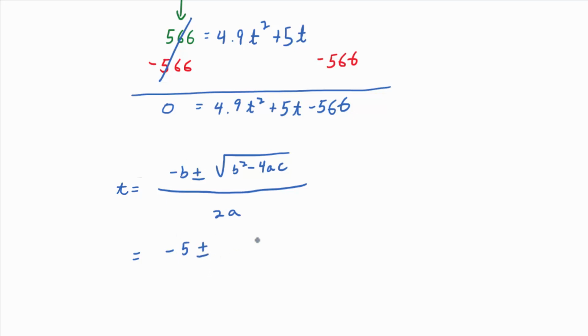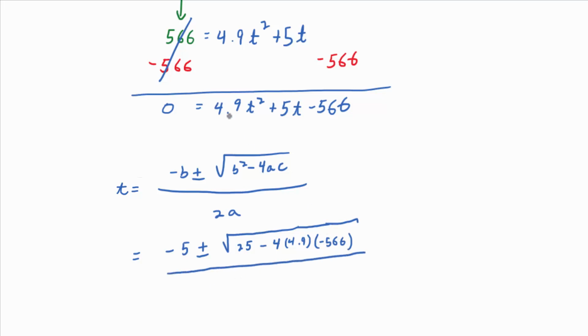Okay, plus or minus what? Square root of 5 squared. Can we just put in 25 right away? Would that offend anybody? No? Okay. Minus 4 times what times what? 4.9 times, yeah, it's important to throw in that negative, right? 566. And then all over 2a.